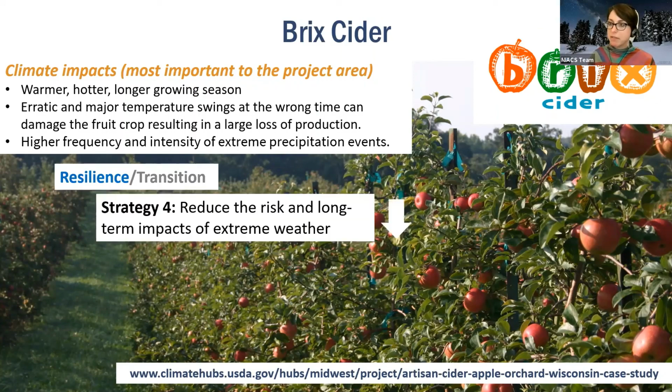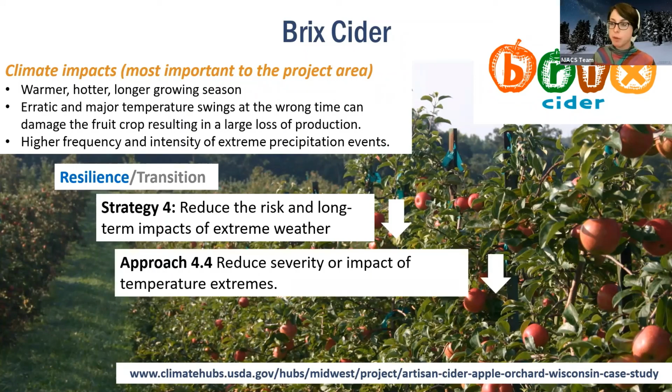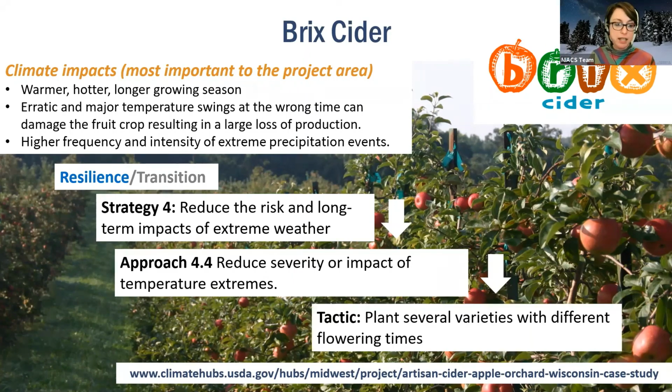So thinking about that erratic swing and how they could protect these trees and the fruit, because the fruit is their economy, they wanted to really focus on reducing the risk and long-term impacts of extreme weather, which was strategy 4. The approach they chose was to reduce the severity or impact of temperature extremes, again, getting back to why they're doing it. And the tactic was they wanted to plant several varieties of different trees that had different flowering times. So maybe some would get hit by that late season frost, while others might still survive.